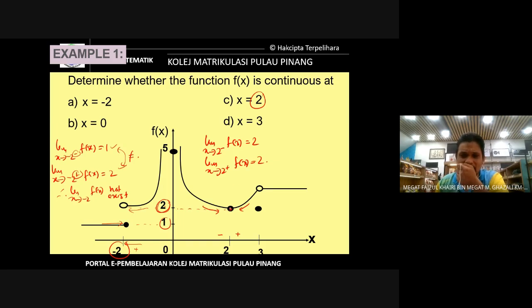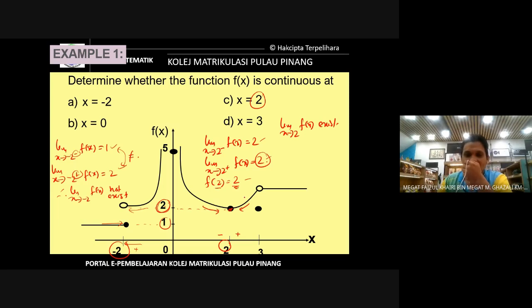And class, look at this. When x is equal to 2, y is also exactly equal to 2. The limit as x approaches 2 of the function f(x) exists and equals 2. And when x is exactly equal to 2, y also equals 2.